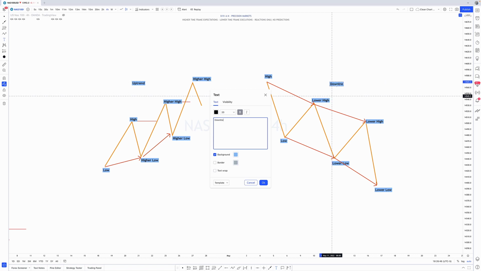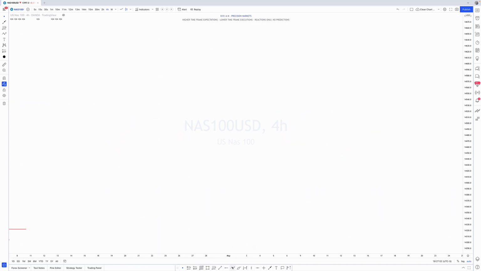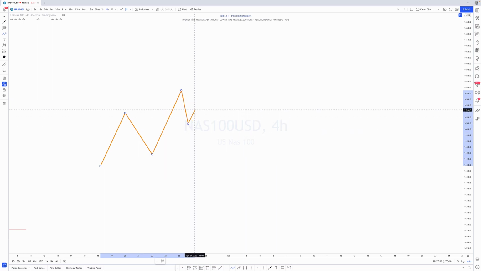So now that we've got our basic understanding of market structure down, let's talk about the things that qualify for market structure as far as covering new points. Let me go ahead and delete all these drawings that are on there. All right. Price has a couple of rules that we follow, and this doesn't matter what kind of structure it is. This could be for the uptrend or downtrend.